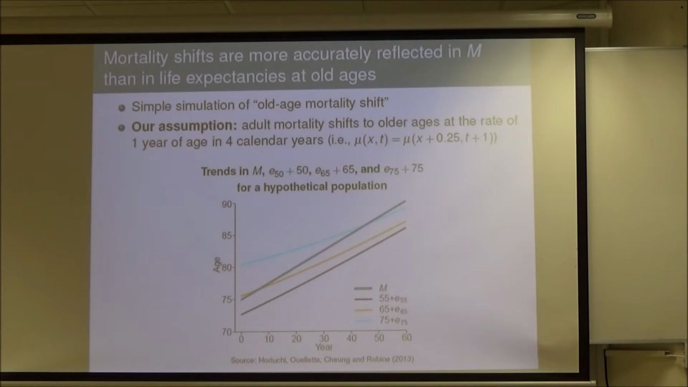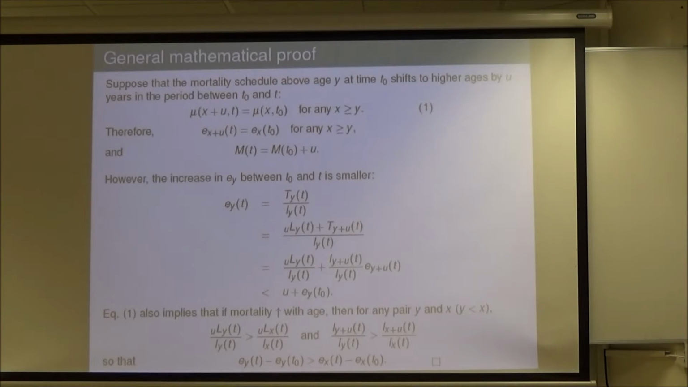Old age life expectancy, on the other hand, increased more slowly. Therefore, mortality shifts are more accurately captured by the modal age at death than by any of these old age mortality or old age life expectancy measures. This can be mathematically proven to make it more general. The proof is included in the paper, and I've included it here just to show you that it's actually quite a simple proof, but no one had thought of it earlier.